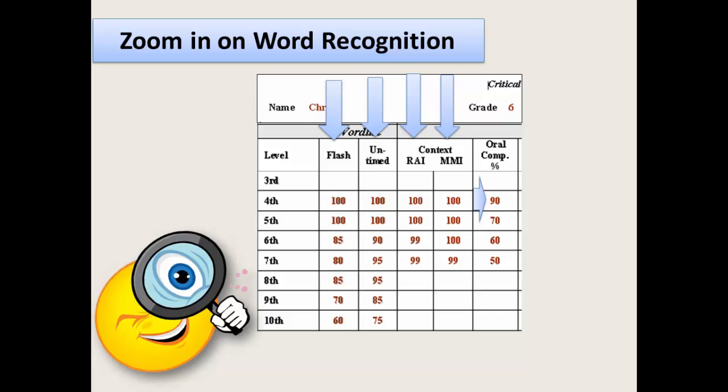We have a 90 and a 70 for the 5th grade. So we're okay with that. But let's look at 6th grade, where we have 60%. So now that's a concern. And now let's look at the whole picture. Concern about the 85 flash. Good signs about word analysis, but they clearly need to be better. But once we get to contextual reading, as evidenced by RAI and MMI, we have a good picture here.